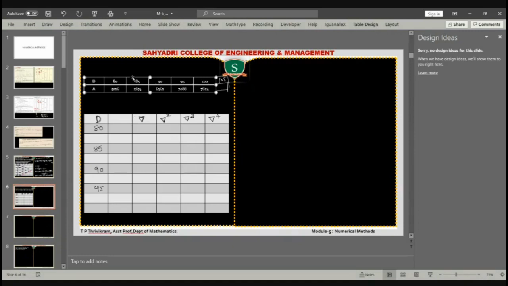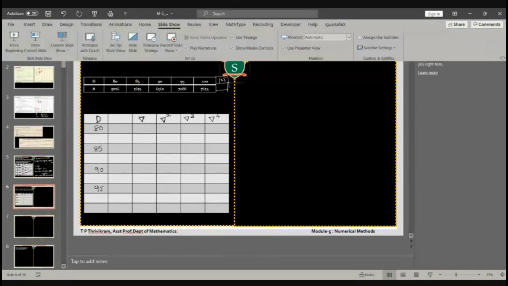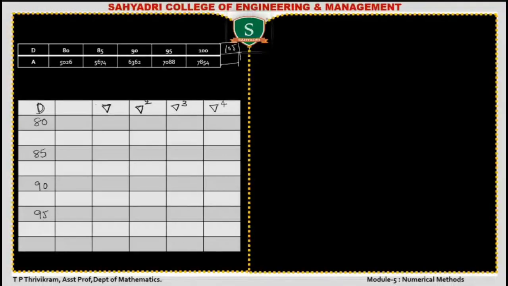I'll make use of the forward difference table. Here 100 is there. The problem is same, but we are changing the formula and we are doing the same. So here area, and here first value is 5026, 5674. Next, 6362. Next, 7088. Next, 7854 is there. Okay, even in the forward difference table, the same values you get. There is no difference.